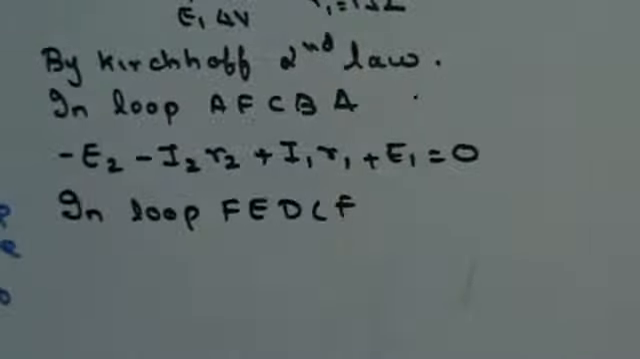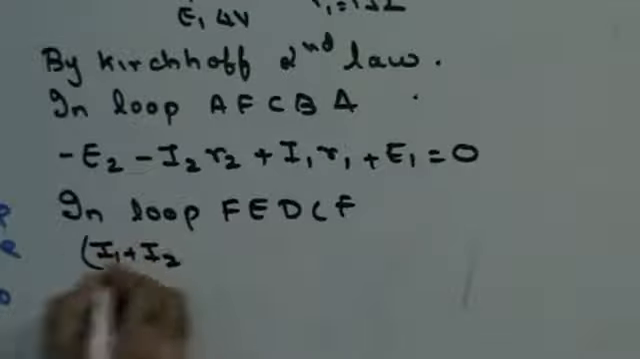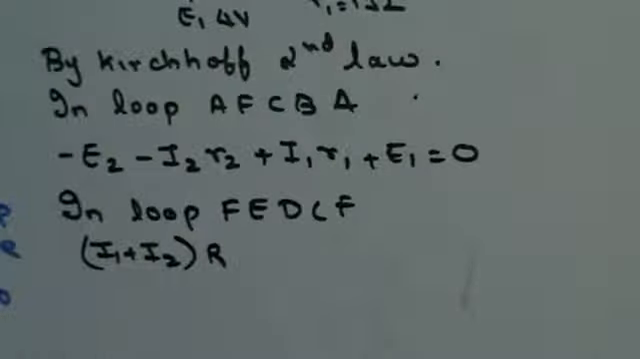FEDCF. As I move from E to D, current is entering the node at point E, therefore current will be treated as positive. The current is I1 plus I2 times R. As I move from D to C, there is nothing there.